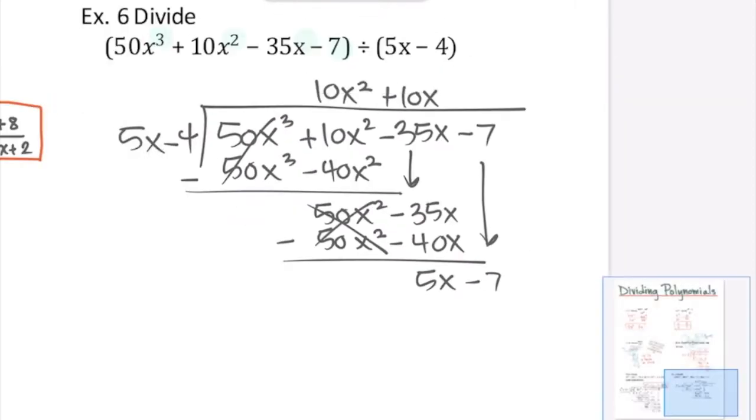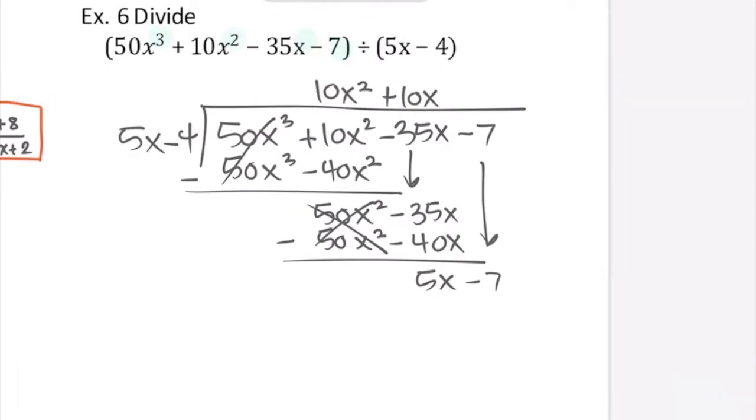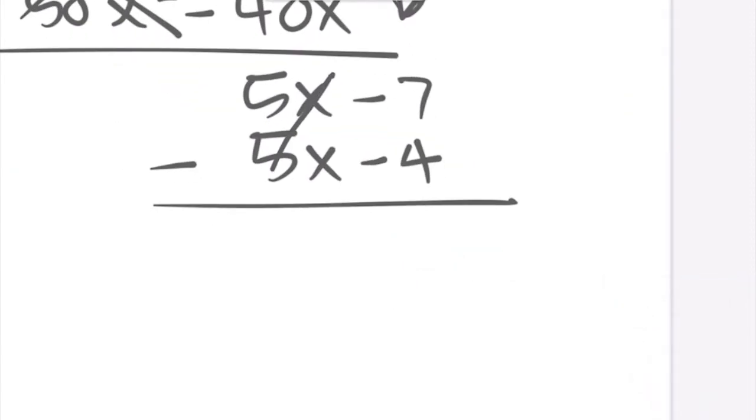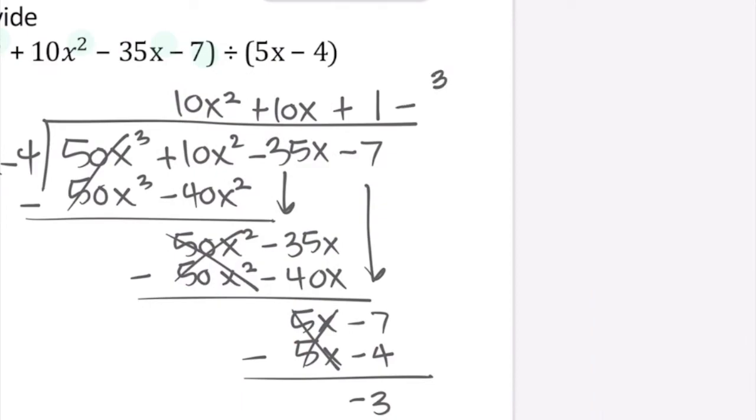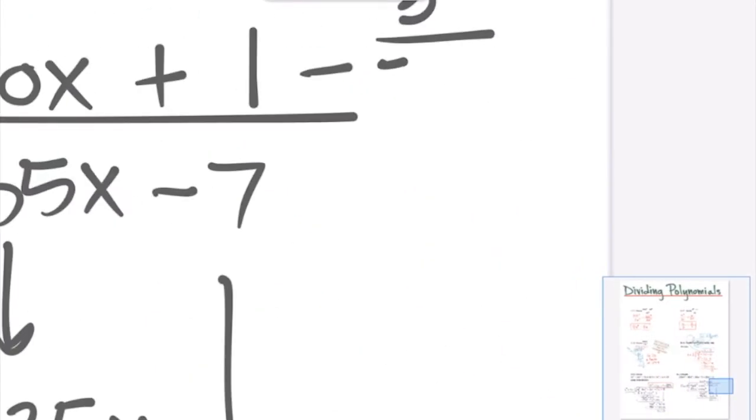And finally, 5x times what gives you 5x? It's a plus 1. Now 1 times 5x minus 4 is 5x minus 4, and we subtract. 5x minus 5x is 0. Negative 7 minus a negative 4 gives us a negative 3, and that is our remainder. Remember how we do that? We're going to do minus 3 over 5x minus 4. And there's our quotient.